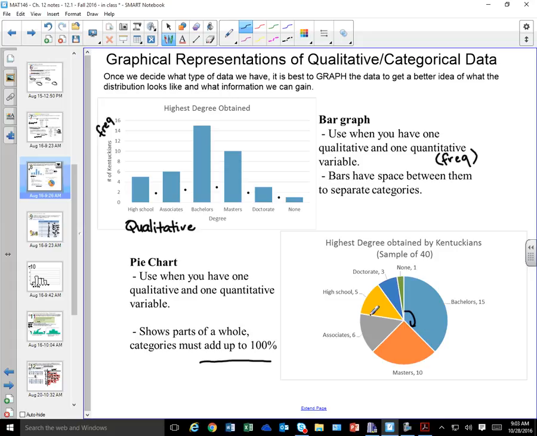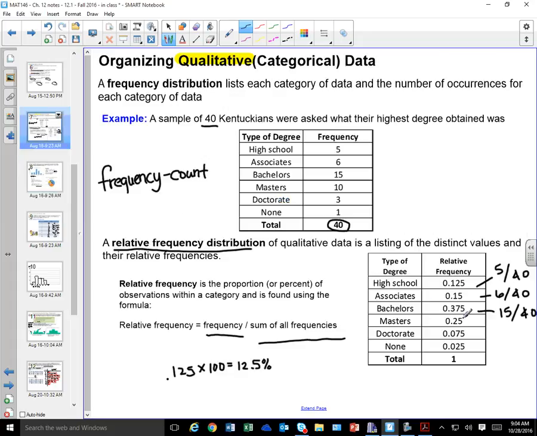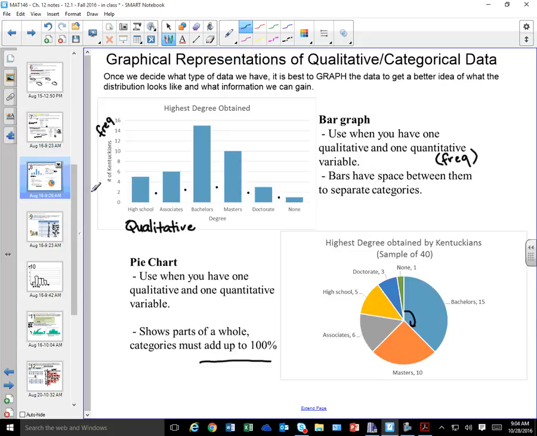So you use this when you have categorical data, but you can't use it every time you have categorical data. You can only use it when all your categories add up to 100%. So this one works because if we go back to the previous slide, you can see when we add all the relative frequencies, we get a 1. A 1 or 100% is the same thing, right? 1 times 100 is 100%. So as long as it adds up to 1 or adds up to 100%, you can use a pie chart.